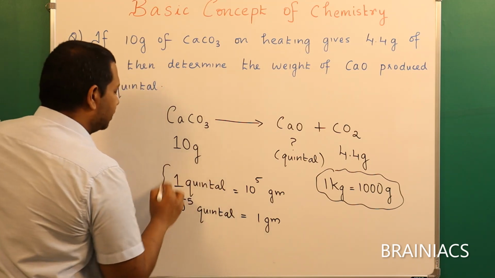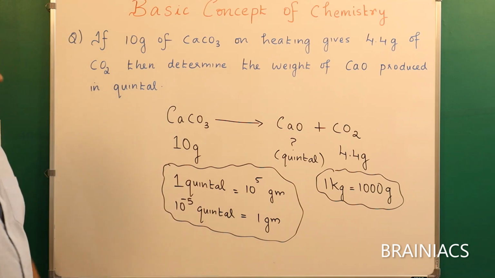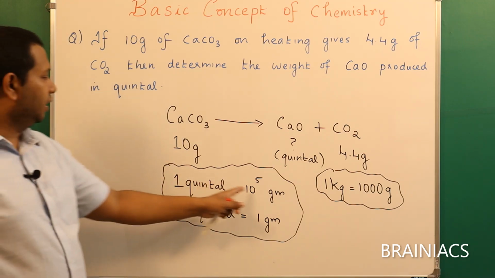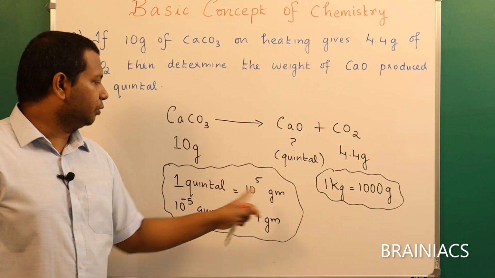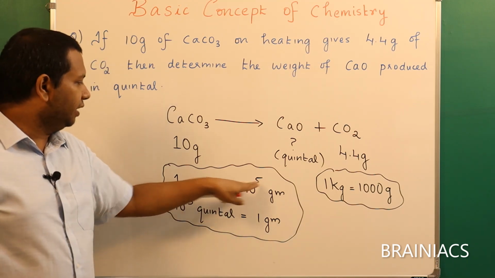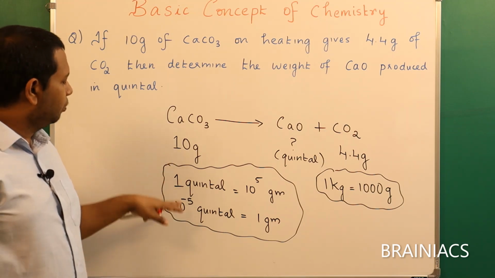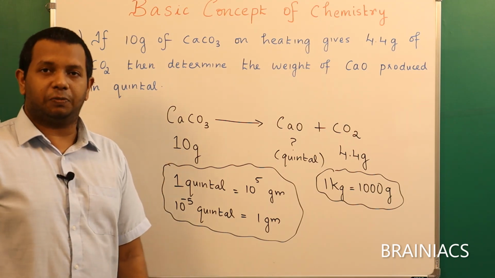So please remember this. This is another fundamental conversion. So 1 quintal is 10 power 5 gram and 1 gram, how to get 1 gram? Divide by 10 power 5 on both sides. So here dividing, this will become 1 gram. Here also dividing, 1 divided by 10 power 5, which on moving to top, it will become 10 power minus 5 quintal.